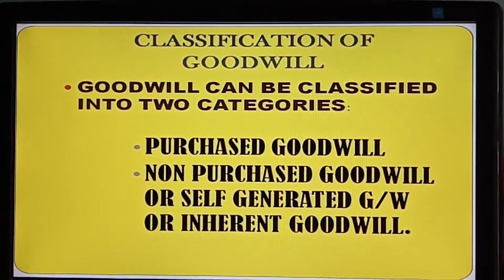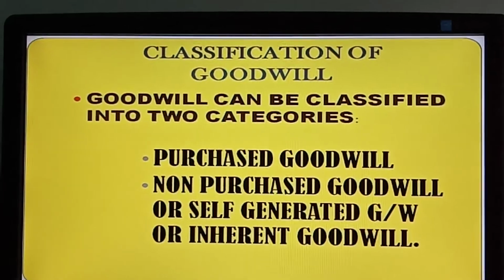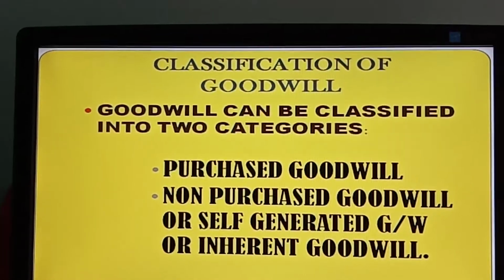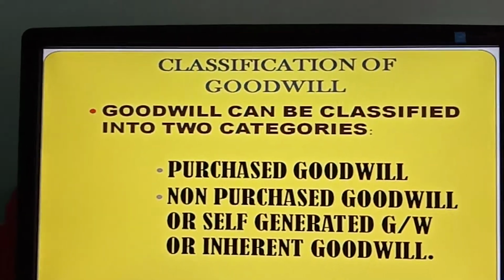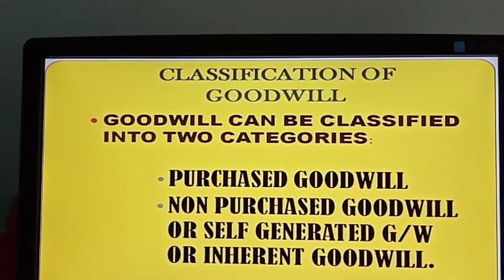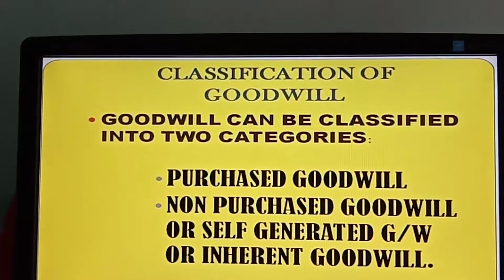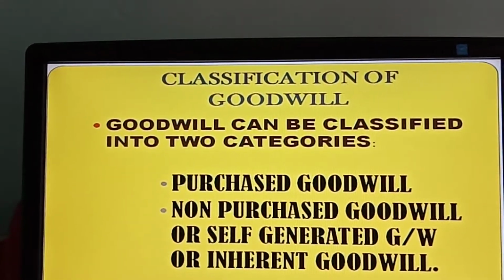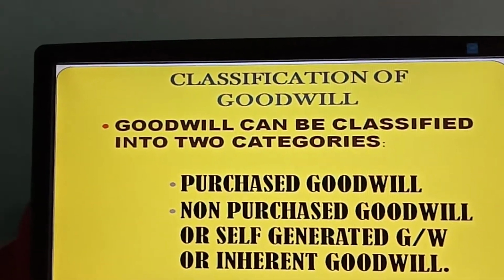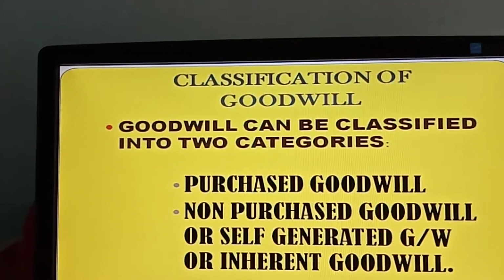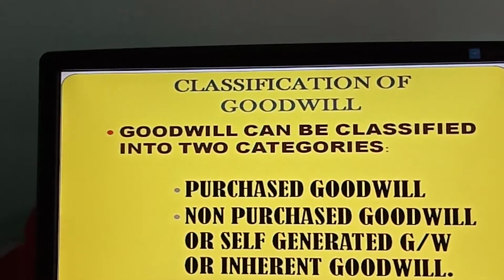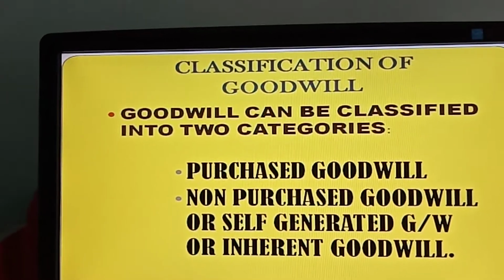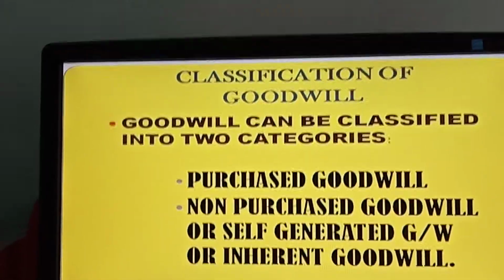Purchase goodwill is that goodwill which is acquired by a firm for a consideration, whether paid in cash or kind. For example, when a business is purchased and purchase consideration is more than the value of net assets, the difference amount is the value of purchase goodwill. Now, what is this term net assets? When we deduct the external liabilities from the value of assets, the residual balance will be termed as net assets.